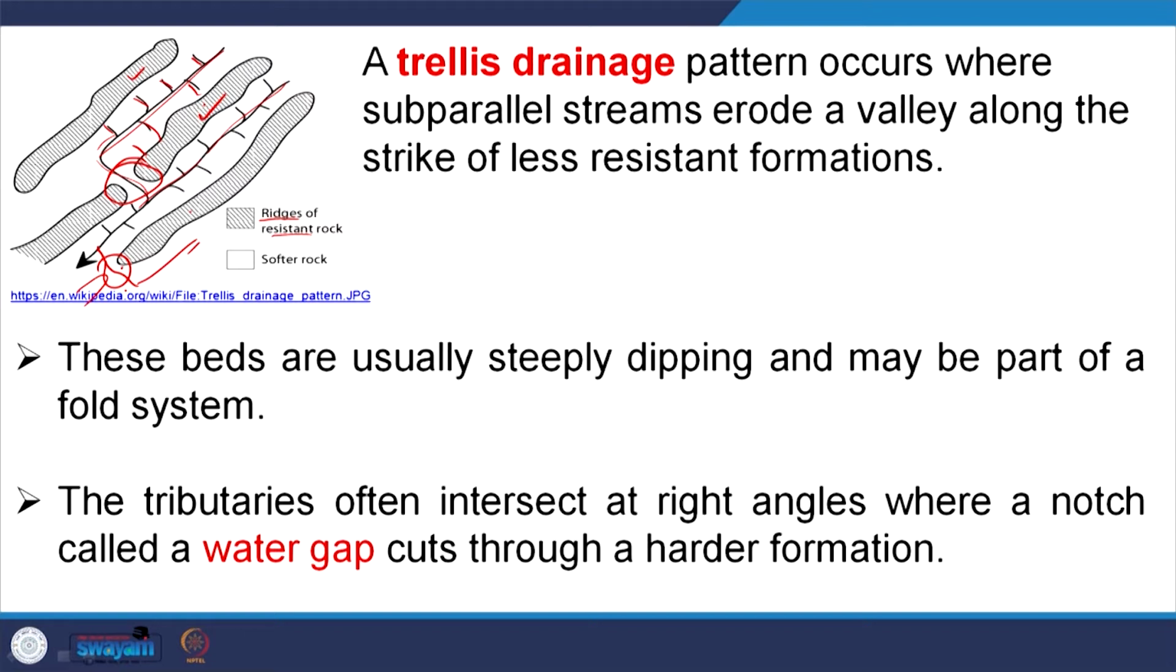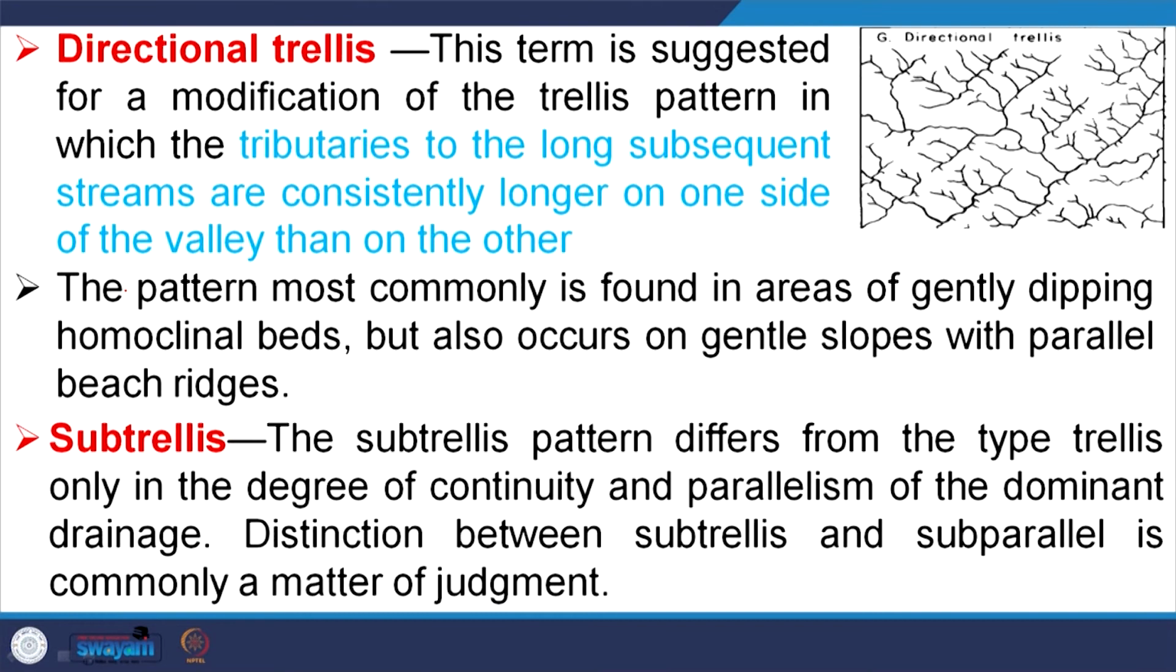So, due to the steep slope, small tributaries originate from these steeper slopes and meet the main stream at right angles. Then within the trellis pattern, there are some modified basics. Trellis is the basic pattern. One modified basic is called directional trellis. Directional trellis means it indicates one direction.